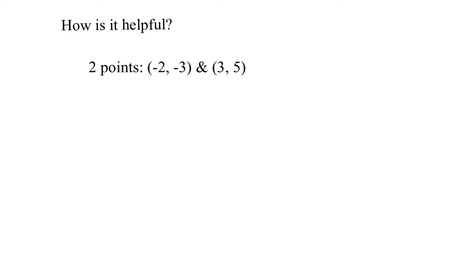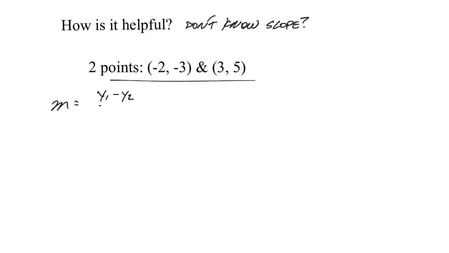How is it helpful? What if we don't know the slope? What do we do? Oh no. Well, I have 2 points. So remember our slope formula, y1 minus y2 over x1 minus x2. So let's label these. I don't know if you can hear the cars driving by. So let's solve our slope.